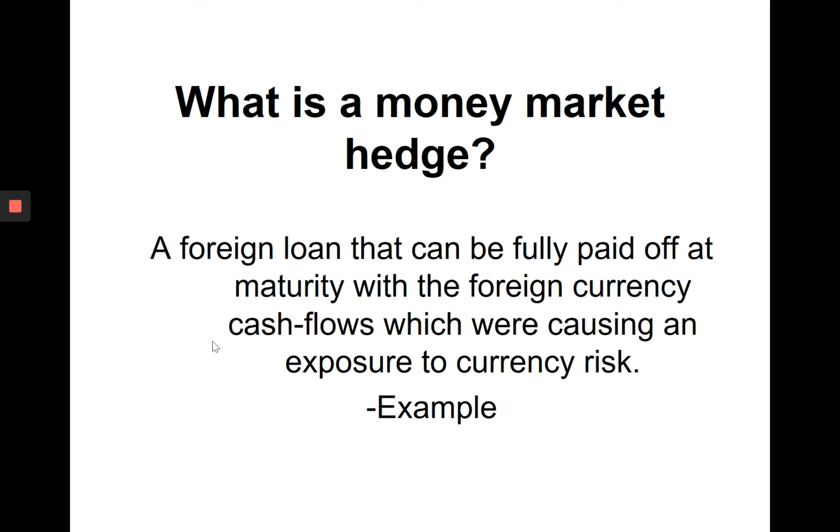It says a money market hedge is a foreign loan that can be fully paid off at maturity. Maturity means when the loan comes due, when you have to pay it. You can fully pay it off with the foreign currency cash flows which were causing an exposure to currency risk. So you could get rid of these cash flows, give it toward the loan, and today get cash for it.